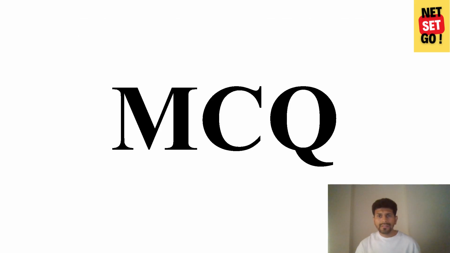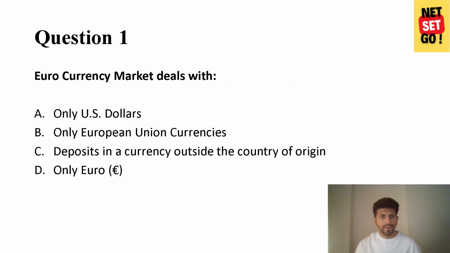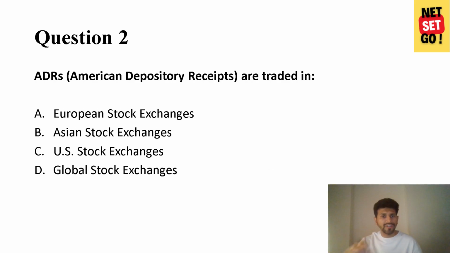Now let's discuss some MCQs. First, the Euro currency market deals with only US dollar, only EU currencies, deposits in a currency outside the country of origin, or only Euro. The correct answer is: the Euro currency market deals with deposits in a currency outside the country of origin. Remember, it is talking about the Euro currency market. So the correct answer is option C.